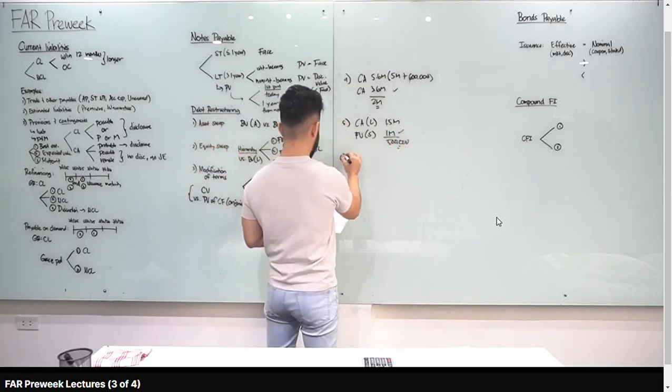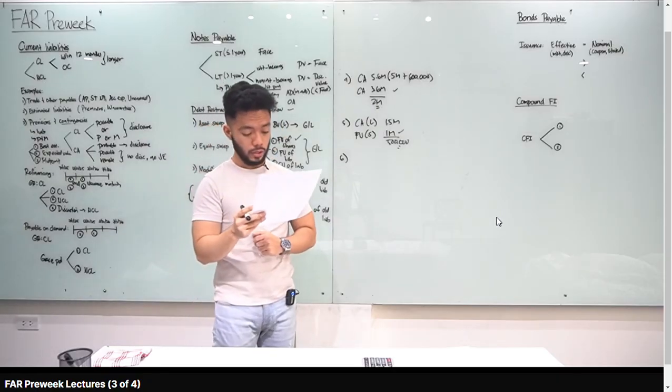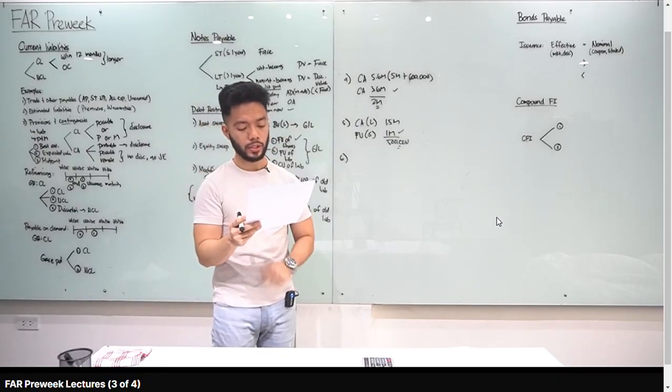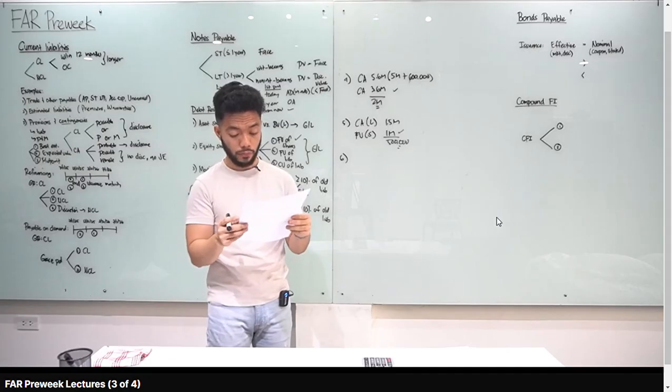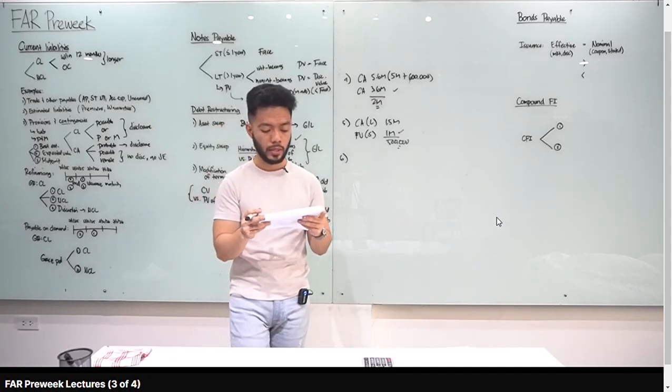Number 6 and 7, this is about modification of terms, so tingnan natin. Number 6, what is the gain on extinguishment? Number 7, what is the interest expense? On January 1, Mr. Accounting Company had an overdue 10% note payable to ABC at 8 million. Accrued interest of 800,000.